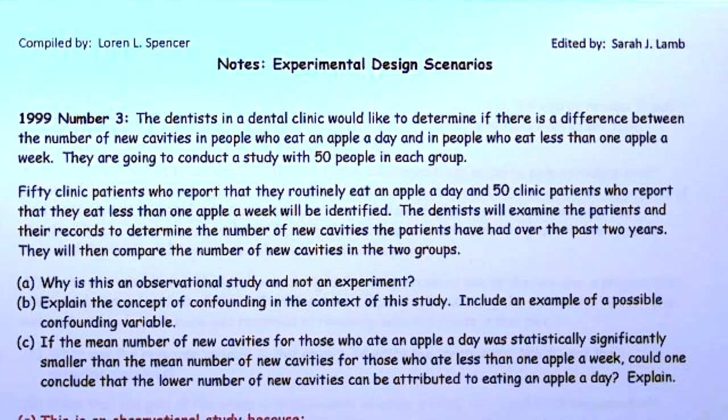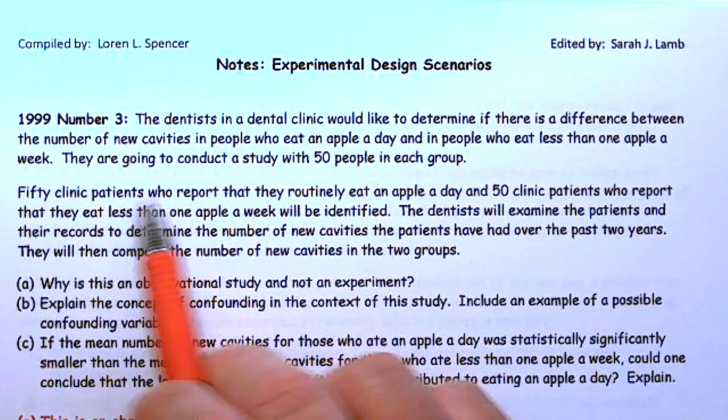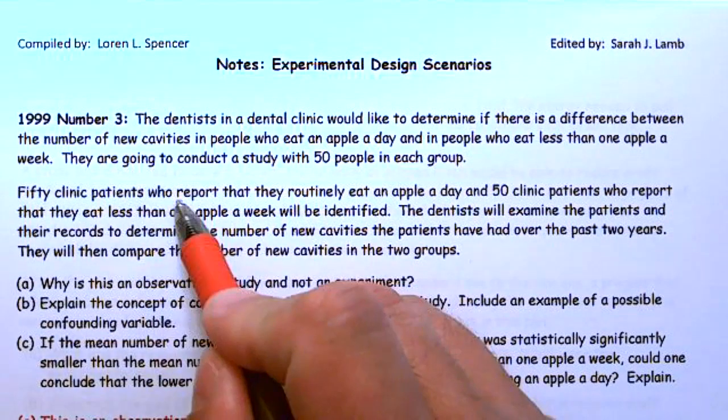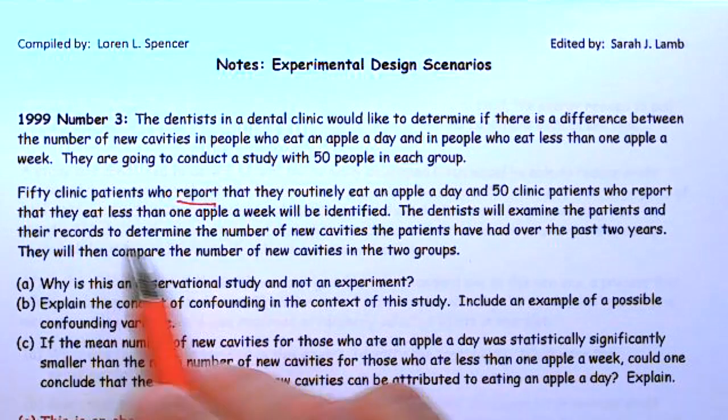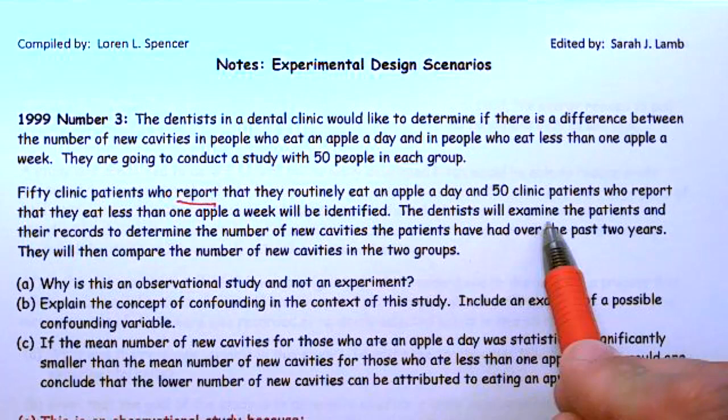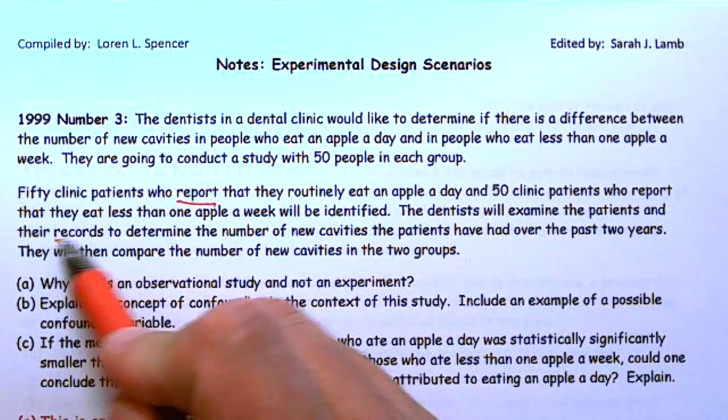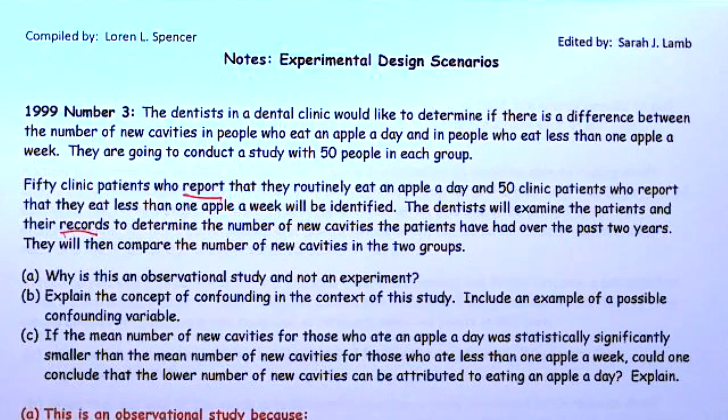So looking at this, we have a couple things. Patients are reporting. That means they weren't assigned, they were already doing this. And the dentist is looking at historical records, okay? So once again, that's a couple things that are probably pretty key to us to determine the number of new cavities that patients have had over the past 2 years. They will then compare the results of new cavities in the 2 groups. So we do have 2 groups, which is good.